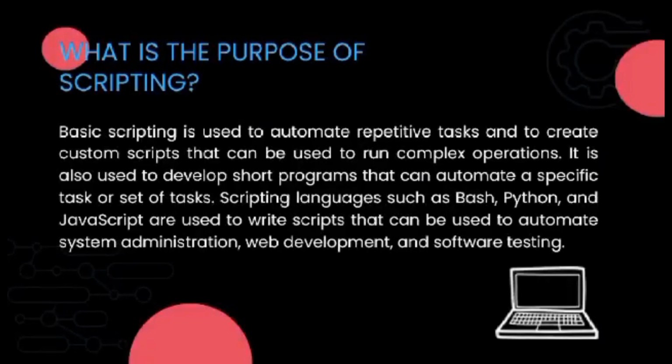Next. What is the purpose of scripting? Basic scripting is used to automate repetitive tasks and to create custom scripts that can be used to run complex operations. It is also used to develop short programs that can automate a specific task or set of tasks. Scripting languages such as Bash, Python, and JavaScript are used to write scripts that can be used to automate system administration, web development, and support testing.